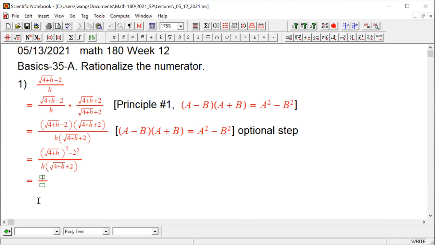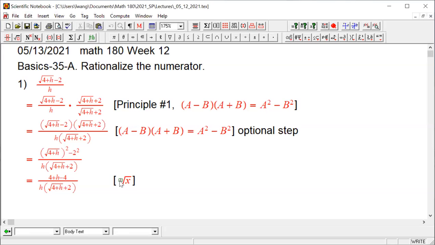Next, you keep the denominator, and the numerator, you're going to get a 4 plus h minus 4. Okay, I'm going to explain this step, because here, there's another very basic minor step, but it can be a big step.